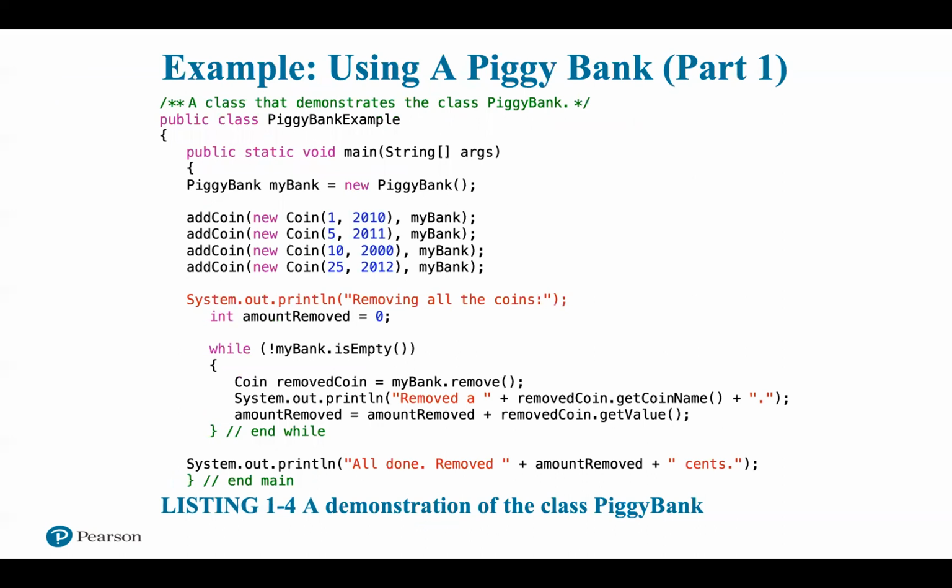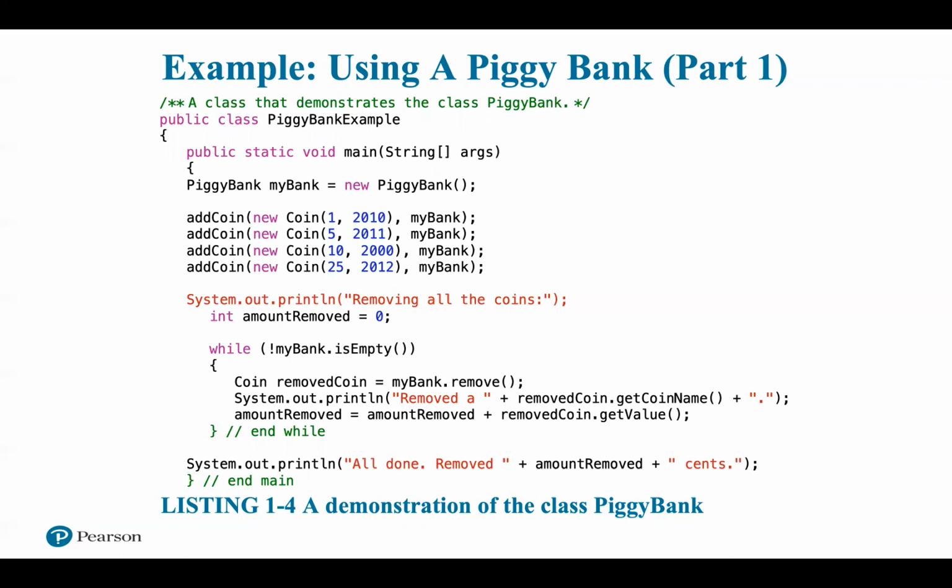And so here is an example showing a demonstration of the class PiggyBank. The program adds some coins to the bank and then removes all of them. Since the program does not keep a record of the coins it adds to the bank, it has no control over which coins are removed, although the output indicates that the coins leave the bank in the opposite order from how they entered it. The order depends on the bag's implementation. We'll consider three implementations in the next chapters.